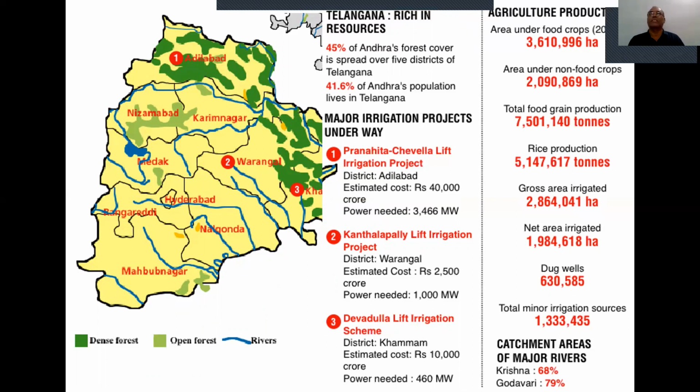Similarly, there are some statistics available for you on the agricultural production and minor irrigation projects and the catchment areas of major rivers. You can find that Krishna is 68% and Godavari is 79%. This is the basic region. You just see the catchment areas of the major rivers, 68 and 79%.